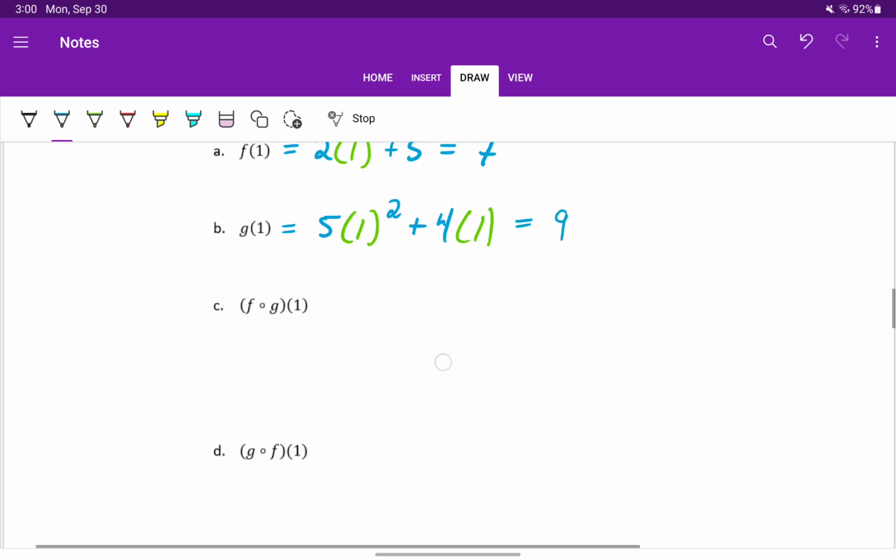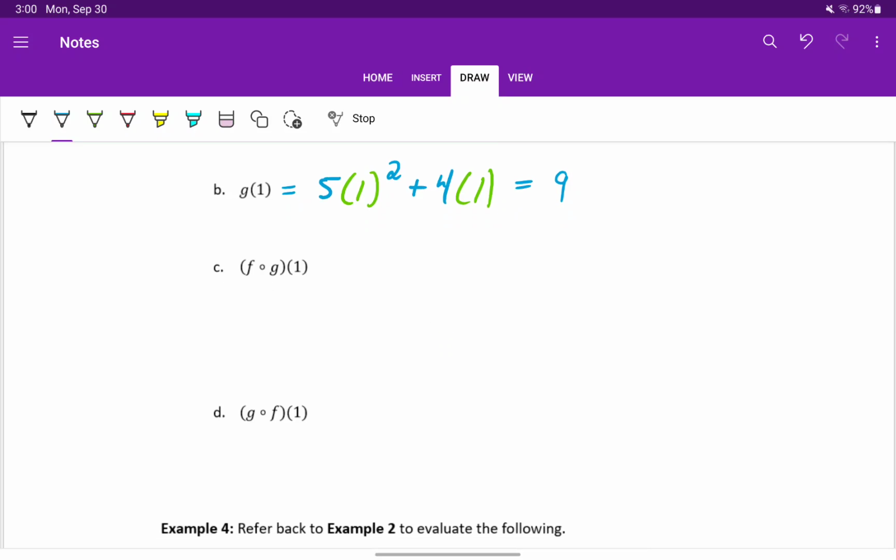In part C and D, we've already constructed those two composite functions. Again, the important thing is just making sure we're paying attention to the naming convention so that we're referencing the correct function. If what we want is f of g, then we're using that first composite function that we constructed. So this will be 10 times 1 squared plus 8 times 1 plus 5, which will give us 23.